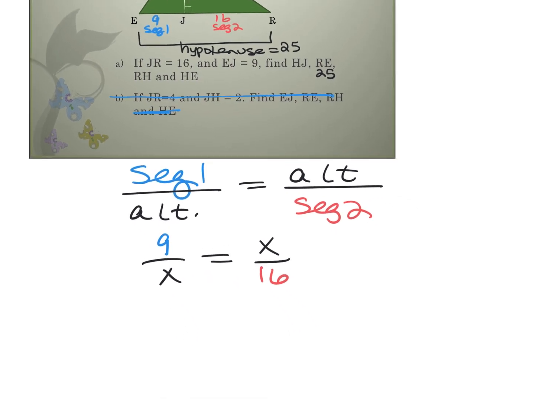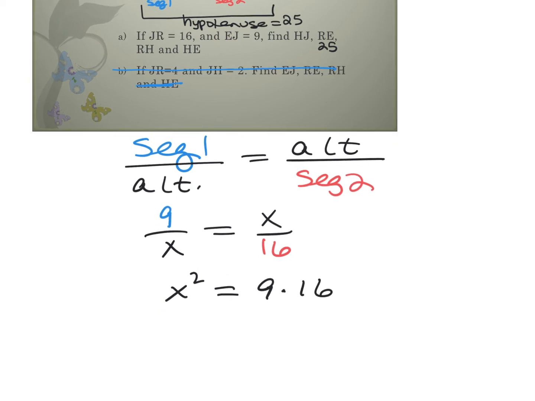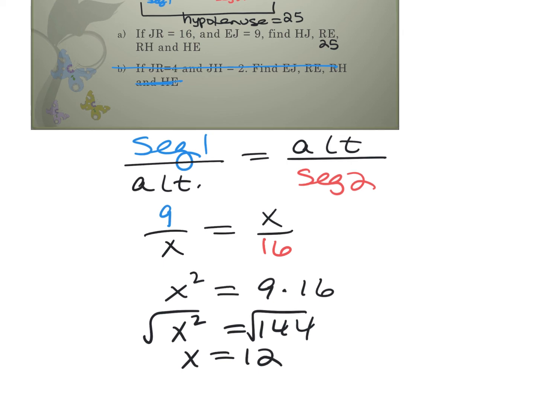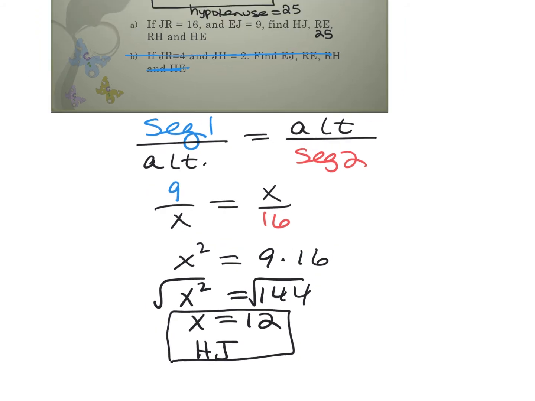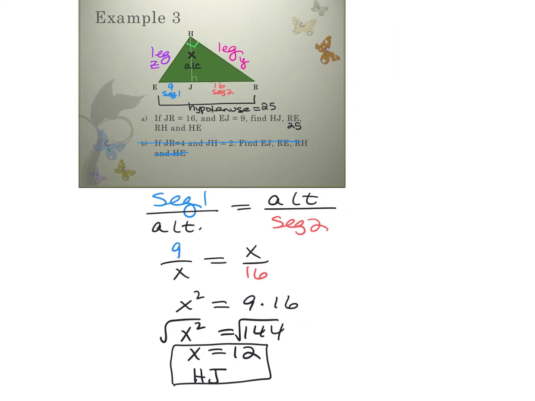Now, if you would notice again that once I do these cross products, the two numbers I'm multiplying are perfect squares. So I could go ahead and multiply them since you guys are using a calculator. 9 times 16 is 144. Square root both sides, and x is 12, which is also my altitude, which they called HJ. So HJ has a length of 12. So now I have a piece up here that I can fill in. And I can put it right here.